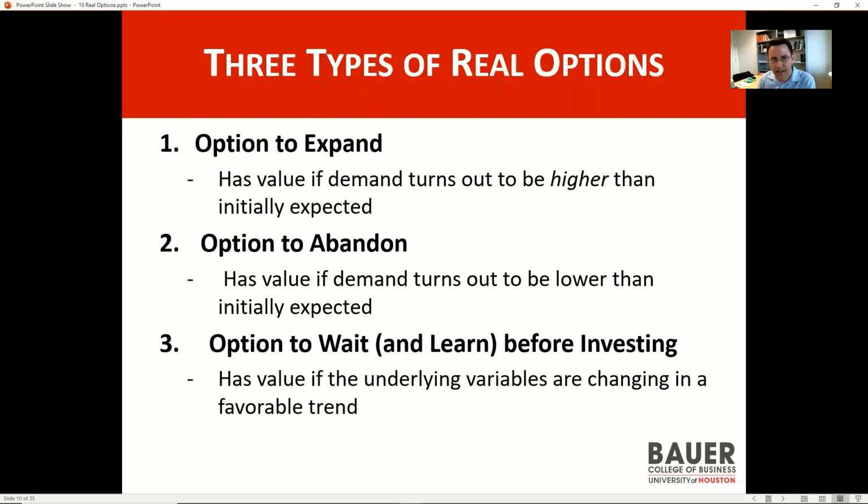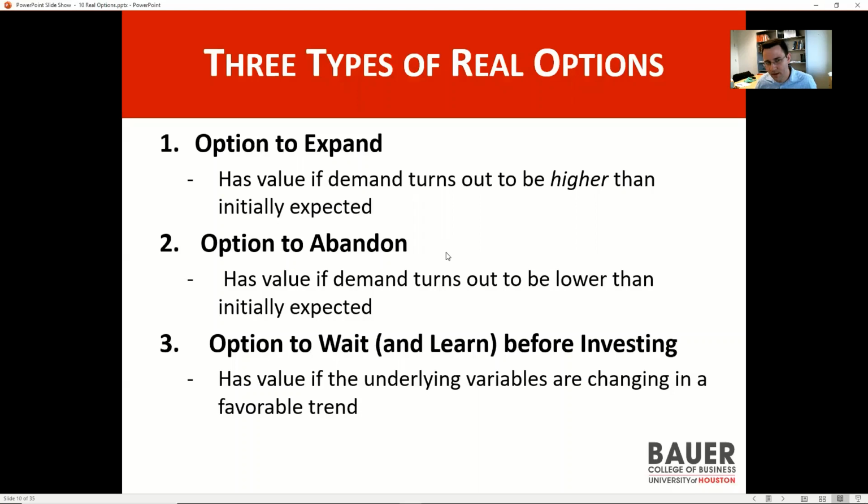You introduce your product to select subsamples of the population, focus groups, things like that. And then if it looks good, you gradually ramp it up and roll it out to the entire country. The flip side of that is the option to abandon.